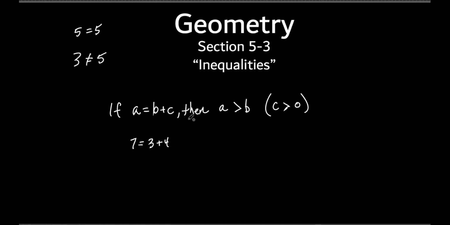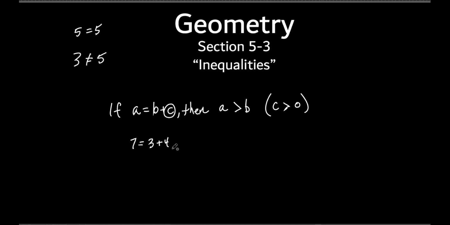But it says C has to be what? Greater than 0, which means it can't be 0, right? And it can't be what else? A negative number. So basically, it just means C has to be a positive number. Good. Okay.